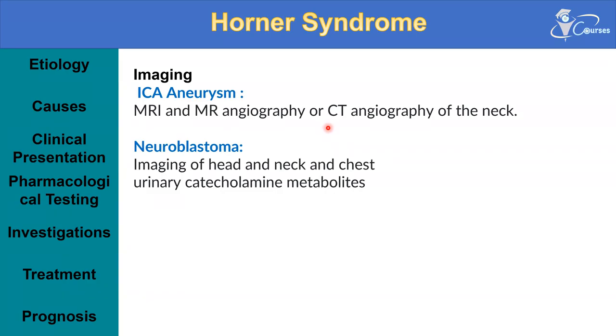For neuroblastoma, imaging of the head, neck, and chest, and urinary catecholamine metabolites, which are present in the urine of patients with neuroblastoma. So you target your investigations depending on the cause. Those patients will need neuroimaging of the head, neck, and chest to detect where the lesion is, like a Pancoast tumor or a neck mass.